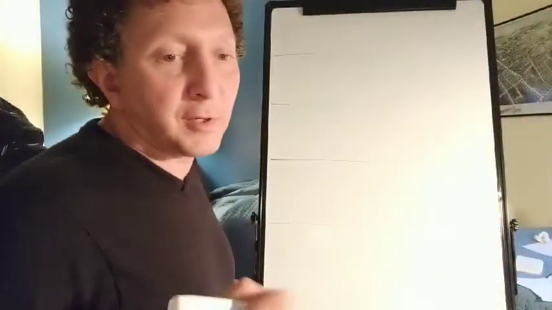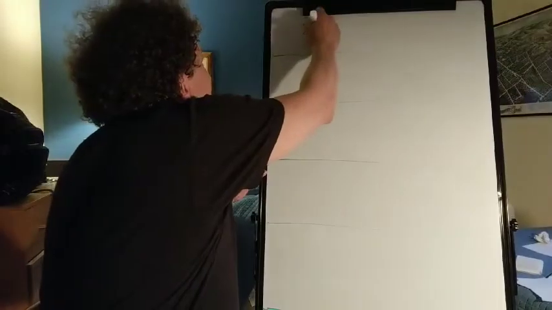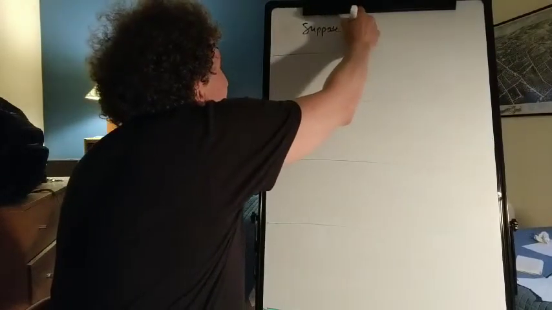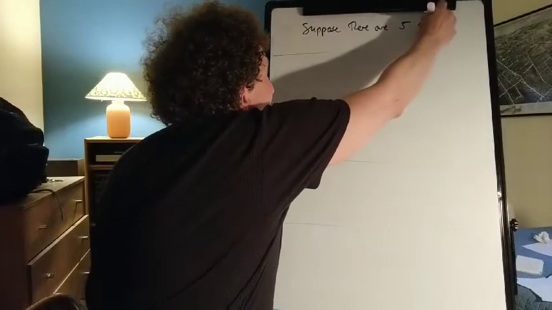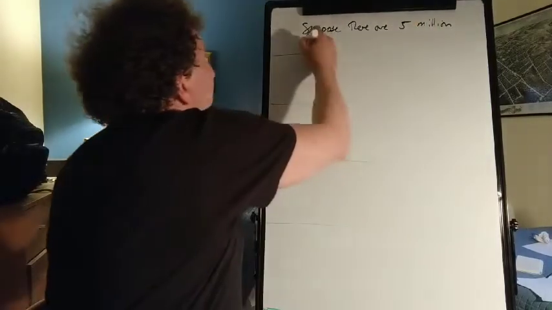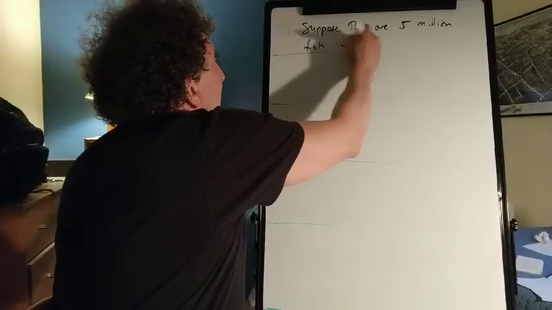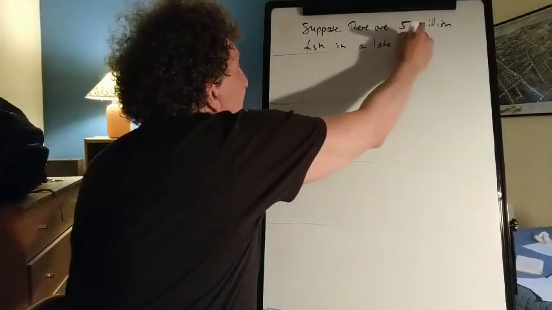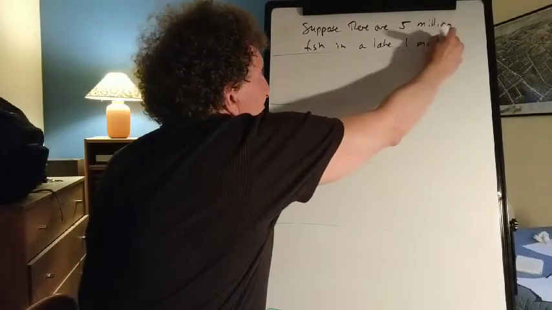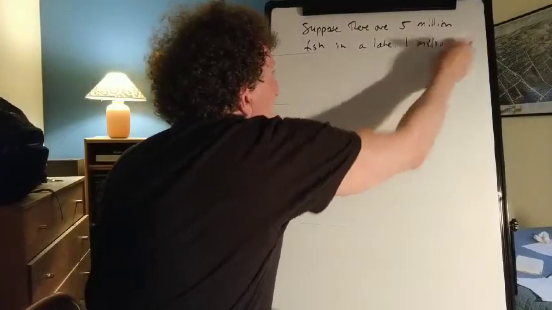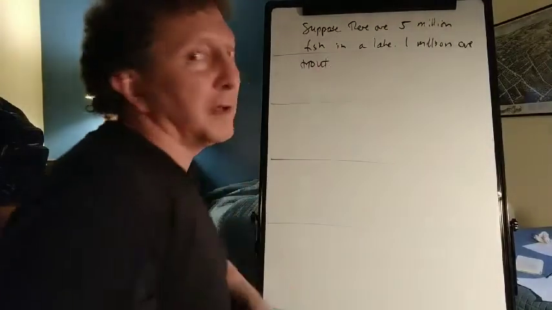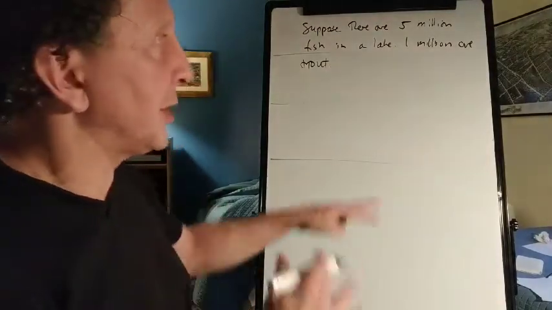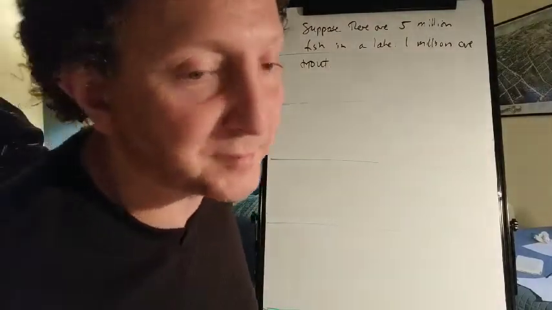So, for example, suppose there are 5 million fish in a lake, and 1 million of them are trout. I don't know very much about fish, so pardon me if this is not realistic.